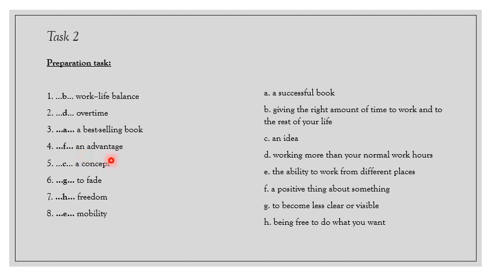And an advantage matched with F, a positive thing about something. A concept matched with C, which means an idea. To fade is matched with G, which means to become less clear or visible. And freedom is matched with H, which means being free to do what you want. And the last one, mobility, is matched with E, which is the ability to work from different places. Okay, I hope you all got the correct answers.